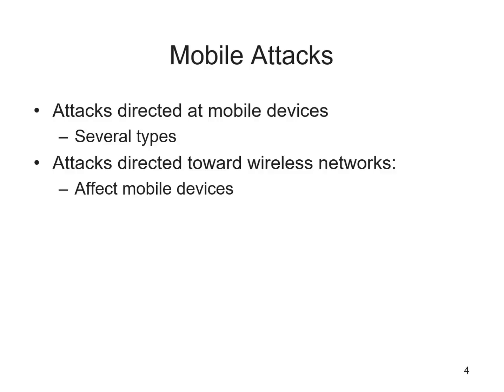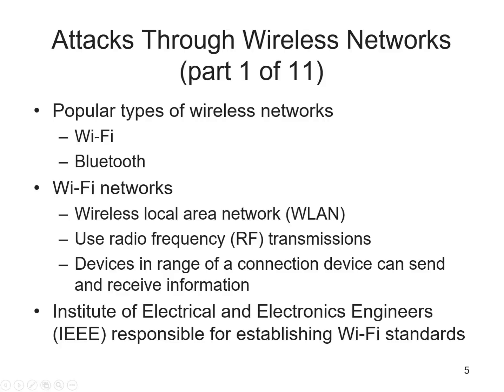Now, attacks directed toward wireless networks affect mobile devices. Sometimes people try to copy your data, your content, your pictures, and they might even be able to make calls through your mobile phone. Popular attack types on wireless networks are Wi-Fi and Bluetooth. Wi-Fi networks, or wireless local area networks, are the wireless networks that we use at home or in public places, or the Wi-Fi routers typically used at home.